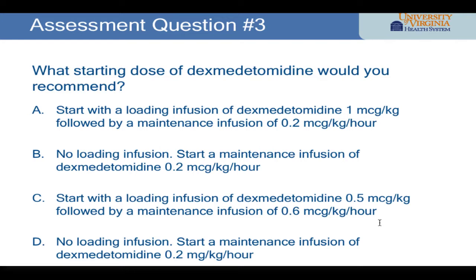A, start with a loading infusion of dexmedetomidine of 1 mic per kilo, followed by a maintenance infusion of 0.2 mics per kilo per hour. B, no loading infusion and start a maintenance infusion of dexmedetomidine 0.2 mics per kilo per hour. C, start with a loading infusion of dexmedetomidine at 0.5 mics per kilo, followed by a maintenance infusion of 0.6 mics per kilo per hour. Or D, no loading infusion, start a maintenance infusion of 0.2 milligrams per kilogram per hour.